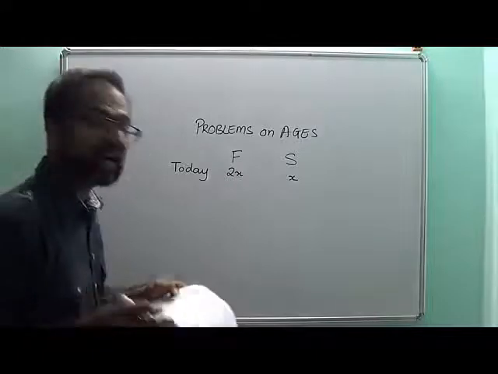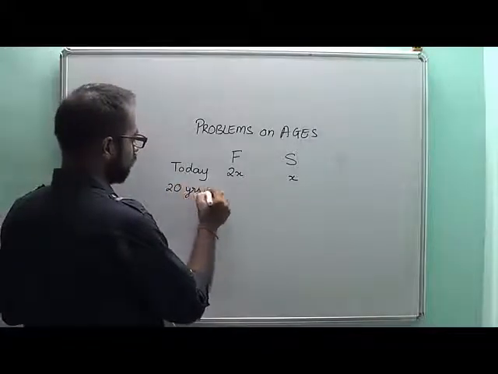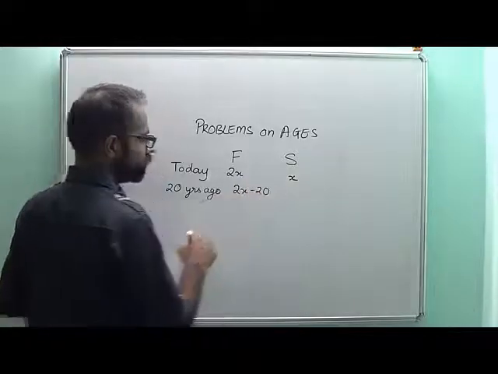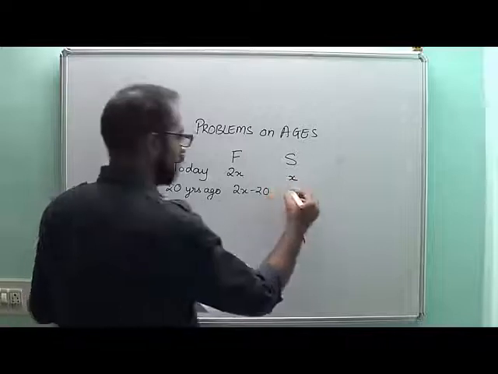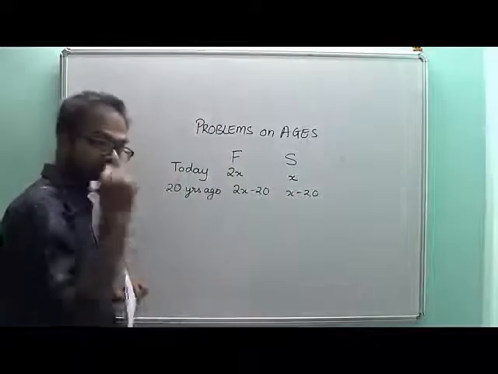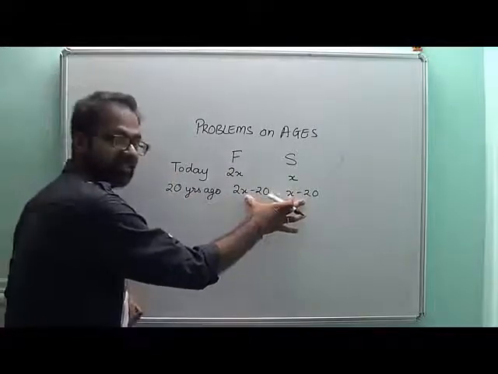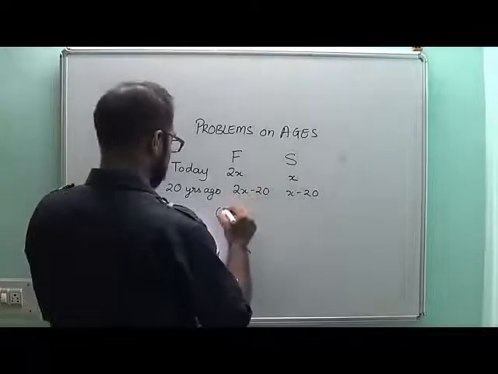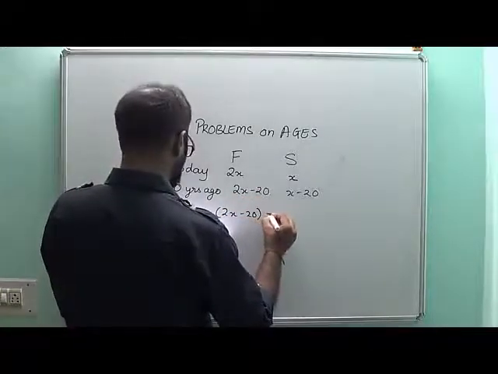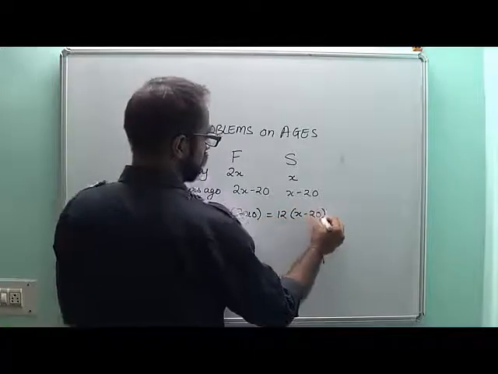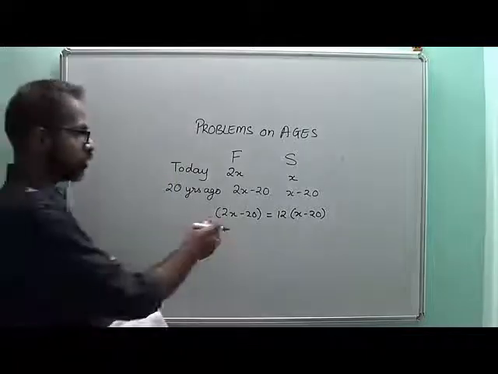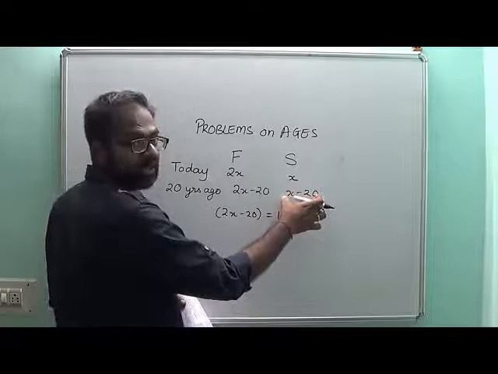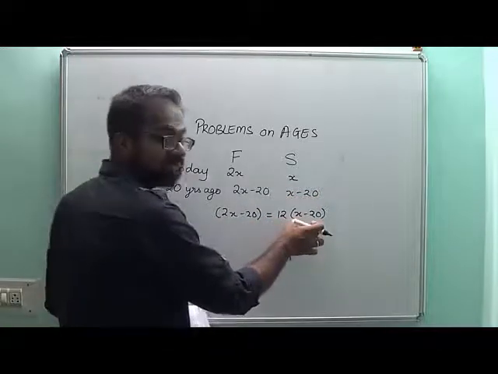Now, 20 years ago, so first I work out what their ages would have been 20 years back. Today if the father is 2x, 20 years ago his age would have been 2x minus 20. And if the son is x years today, then 20 years ago he would simply have been x minus 20. So this is where I stop and first derive these two numbers. Now I read the sum ahead. 20 years ago the age of the father, that is 2x minus 20, was 12 times the age of the son. So by the time I complete reading that line, I also have my equation worked out: 2x minus 20 would have been 12 times x minus 20.